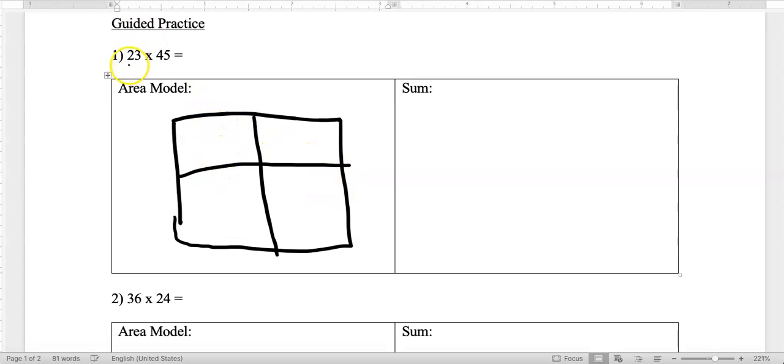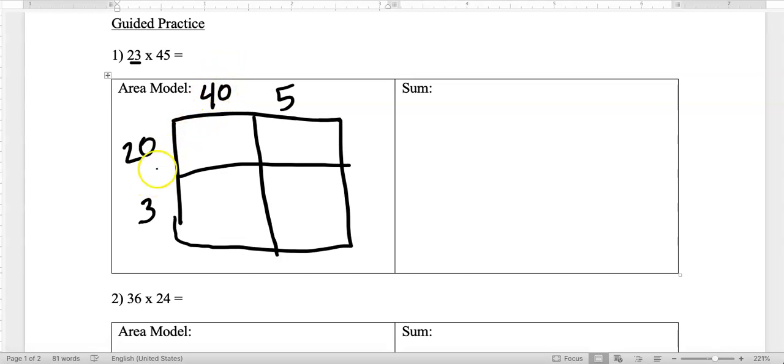And then I have my number 23. I'm going to write 23. So I have those 2 10s. That's 23. I have 45. I'm going to write my 40 and then put my 5 ones in that column. So now I'm going to go ahead and multiply going across.